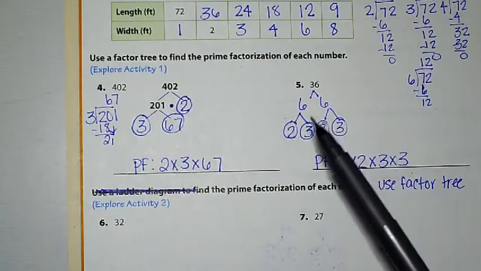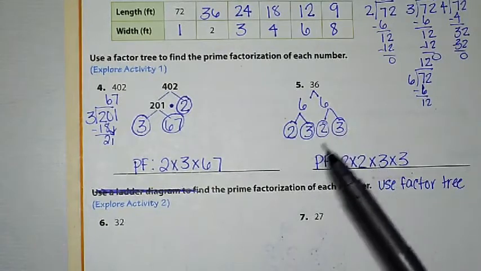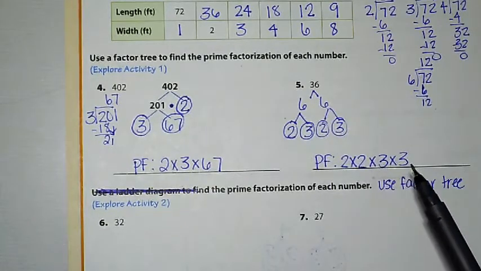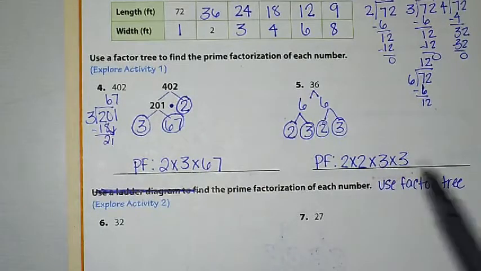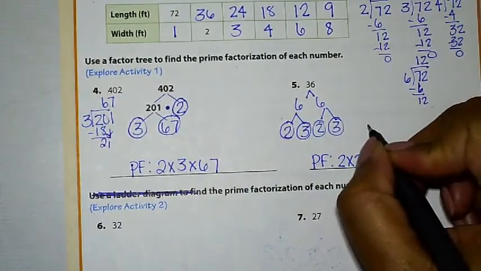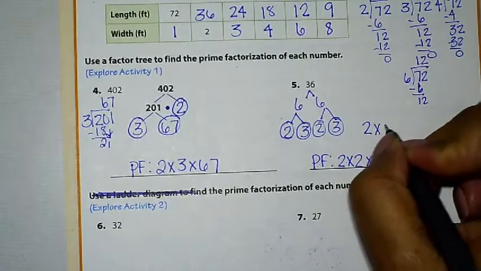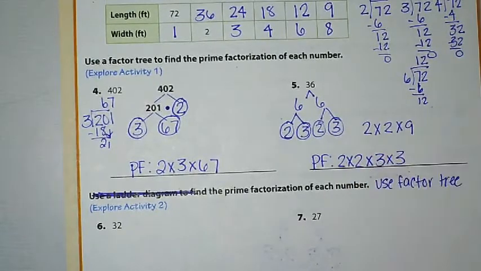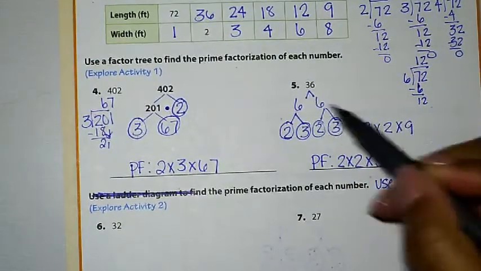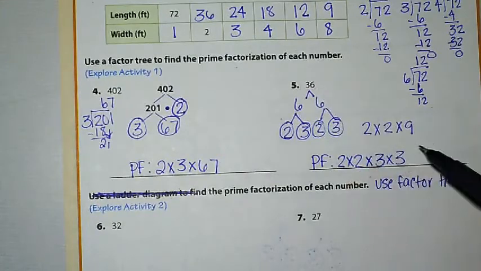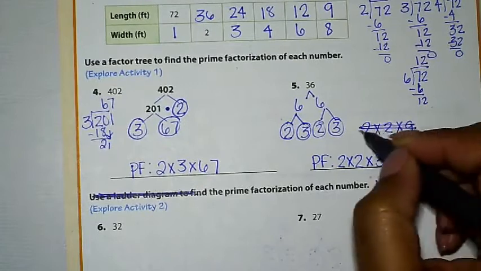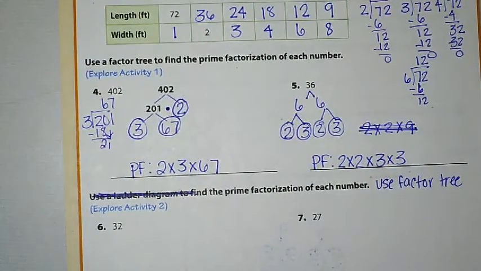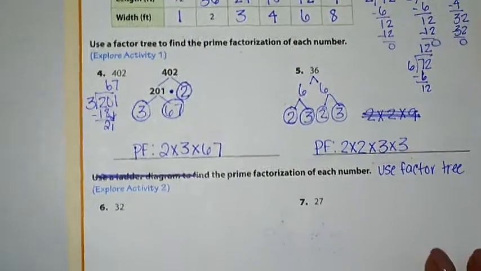And you're breaking it down using the factors of that number until you have all prime numbers. So your prime factorization should only have prime numbers. If you end up with something like 2 times 2 times 9, 2 times 2 times 9 does equal 36, but all of these numbers are not prime. So I can't use this one. Okay, prime factorization only has prime numbers.